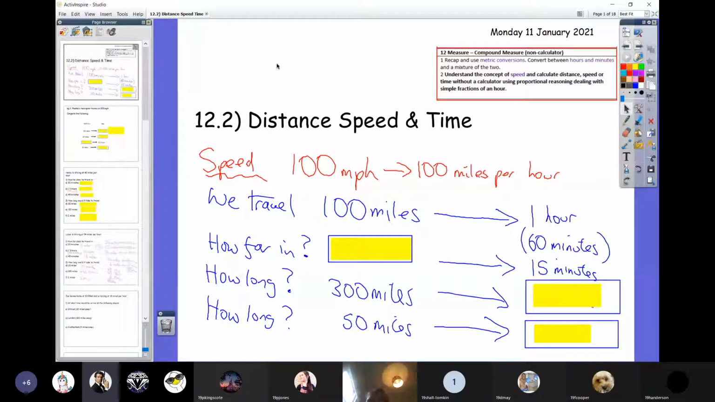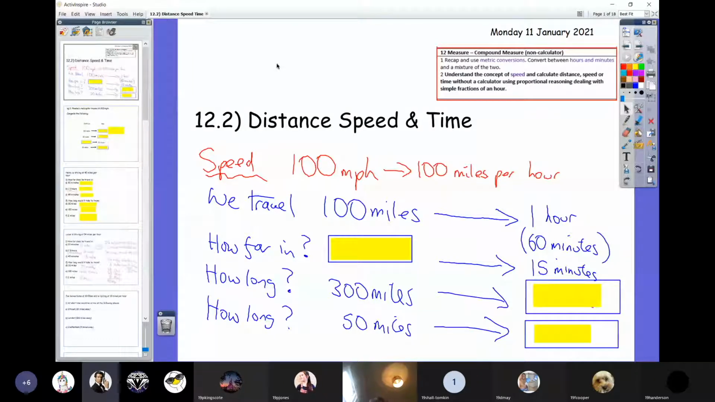The title is 12.2 distance, speed and time, and obviously that's today's date. I don't mind whether you're just going to take some quick notes now, or whether you plan to take some notes later when you watch the recording, or whether you're just going to follow it in your head and not worry about notes. I think that either way is fine.